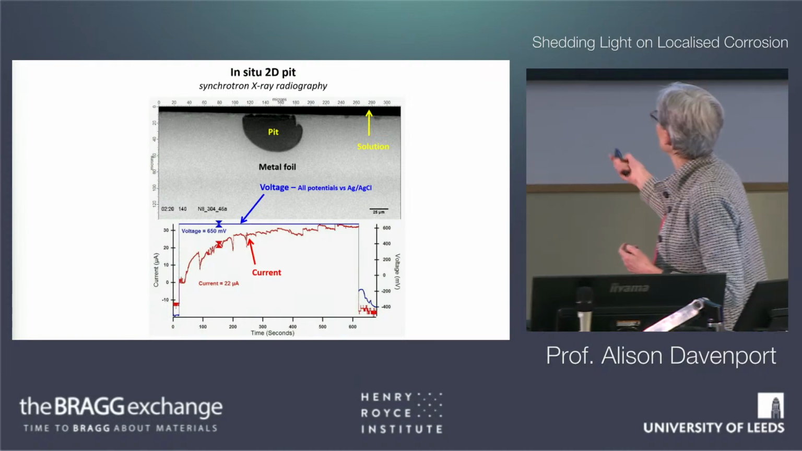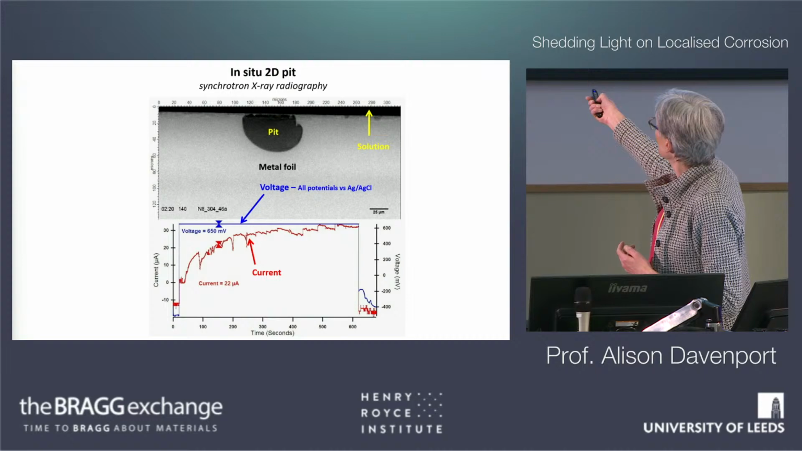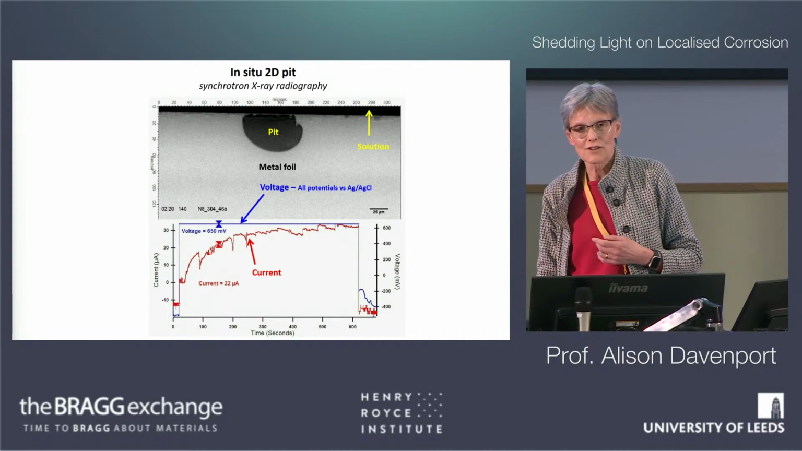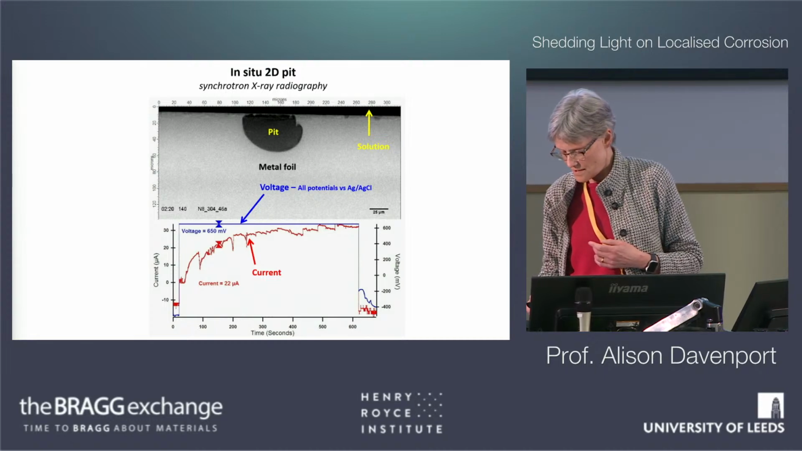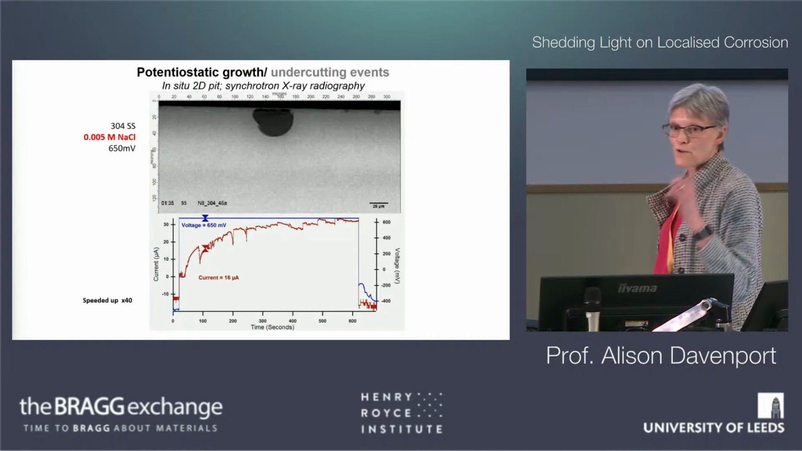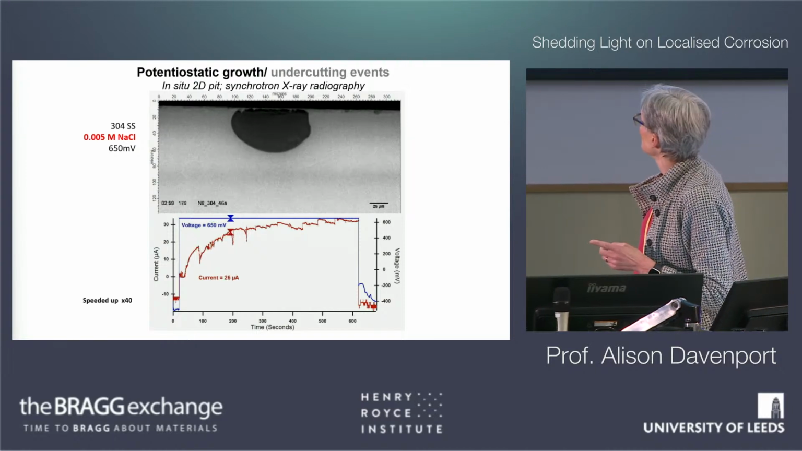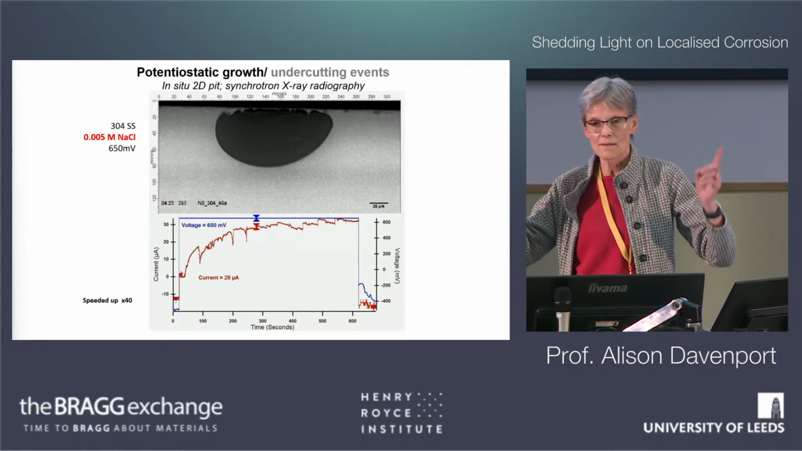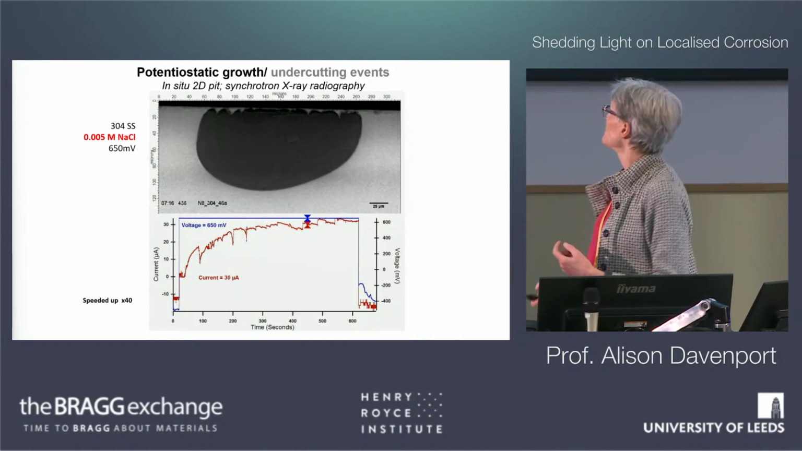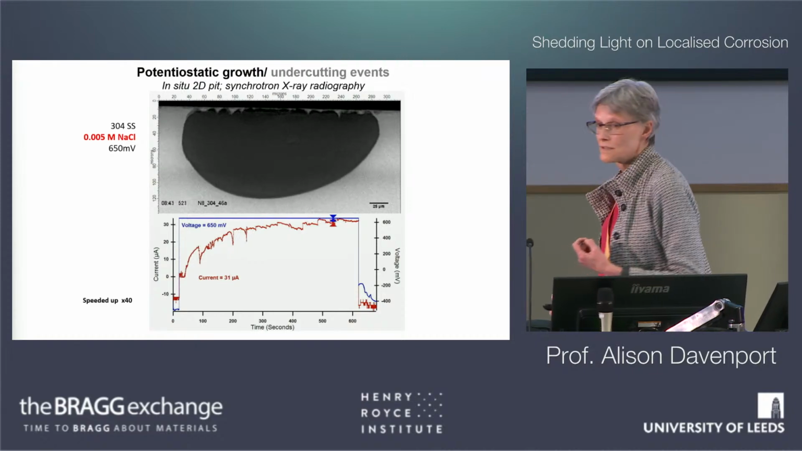So again, spoiler alert, Roger was right. You can see this nice lobe here on the side of a pit, and it looks like it's going to come up and pop the surface, which is exactly what we can see. This is 40 times, but you can see that you get these nice lobes coming out the side, popping out the top, and making these nice little holes on the top of the metal foil.